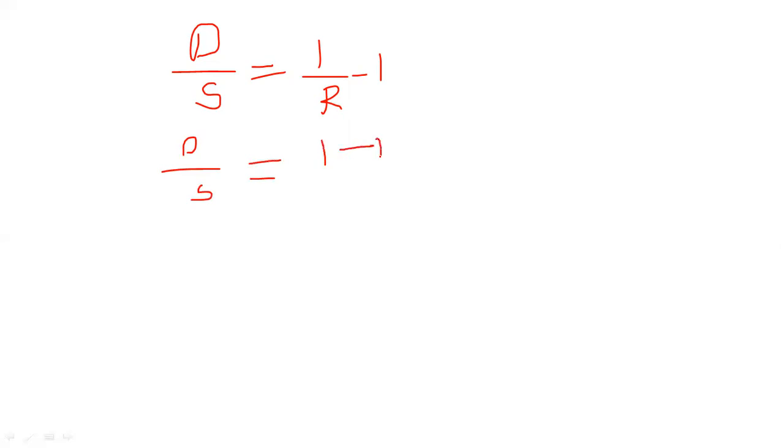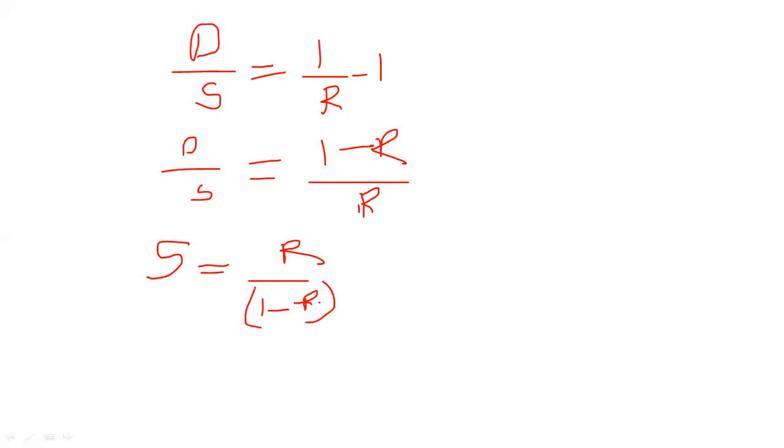That is, D by S is equal to 1 by R minus 1, or D by S is equal to 1 minus R divided by R, or I can write it as, if I take S to the other side, S is equal to R divided by 1 minus R into the dynamic component, that is D.